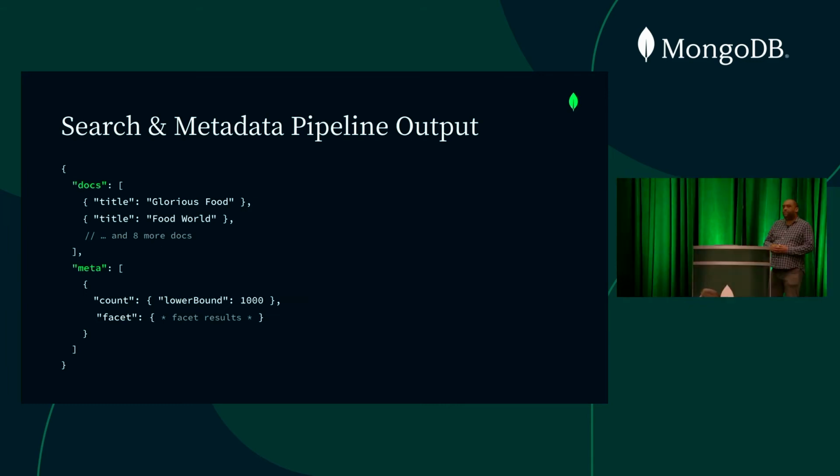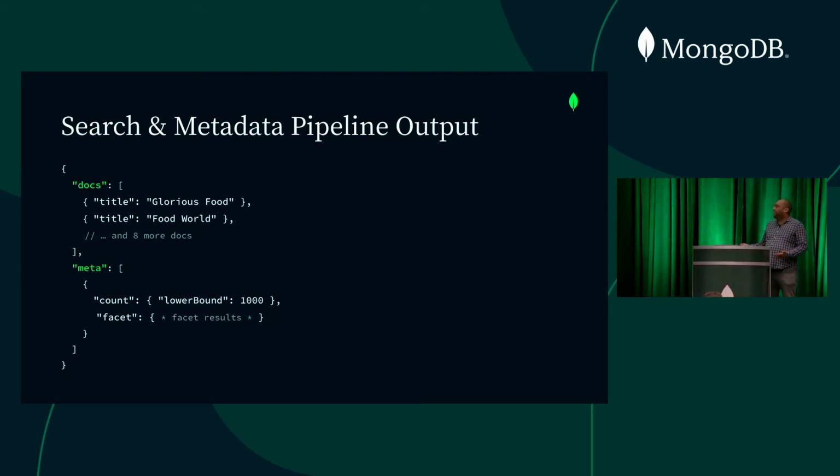The output of this query will look something like this. At the top, we have our docs document, which contains our top 10 search results that we had limited our results down to. Below that, we have the meta document, which contains our single metadata document with our count and facet results.